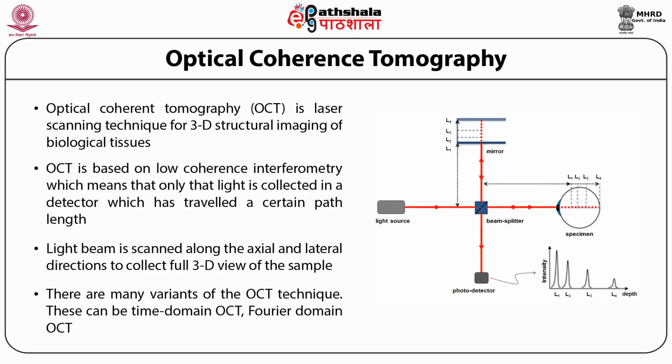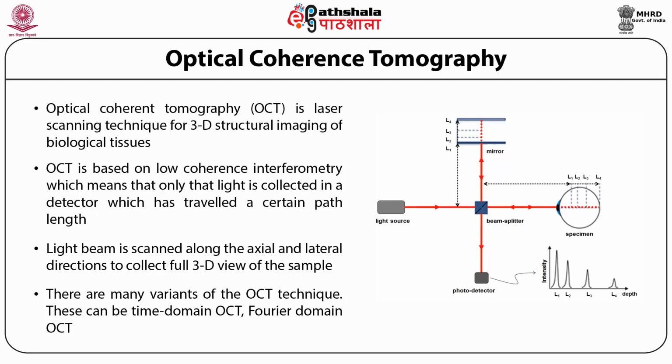In the picture shown here, this is the basic experimental arrangement that is used in any optical coherence tomography setup. What you have is light coming from the source, which is divided into two parts. In one part, which is called the reference arm, you have a scanning mirror, and in the other arm, you have the sample placed over there. The light coming from these two arms is again combined at the beam splitter and sent to the photodetector.